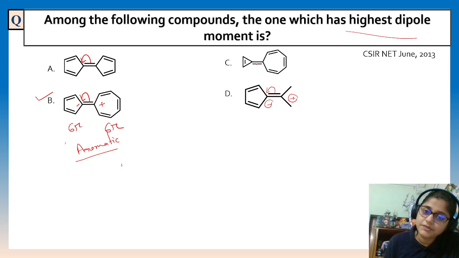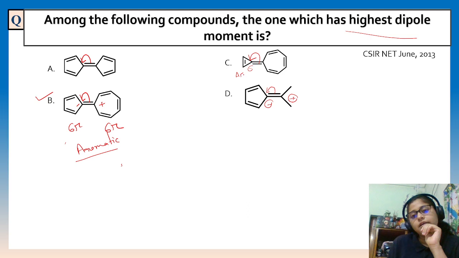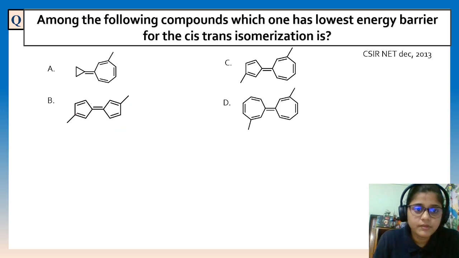What I did previously, this way I have it, right? If I break the bond like this way, it will be negative, negative 4 pi, anti-aromatic. It is not stable. Okay. So only this option has all the aromatic systems in charge separated form. So it has the highest dipole moment. Answer will be B.